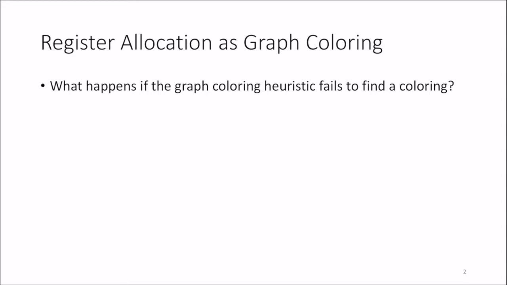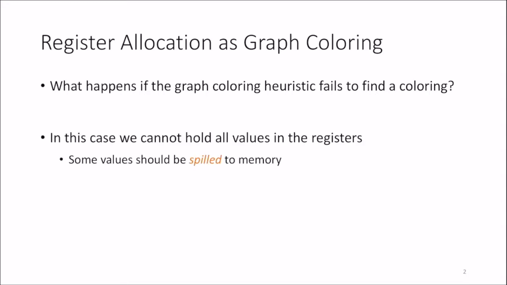It's that what it's telling us is that maybe there is no valid way to assign all the locations to a register. In this case, we cannot hold all the values in registers, and so some of the values should be spilled to memory. It's called spilling because we don't have enough room for it, so we're going to keep it somewhere in memory and then load it when we need it and store the value back into memory.